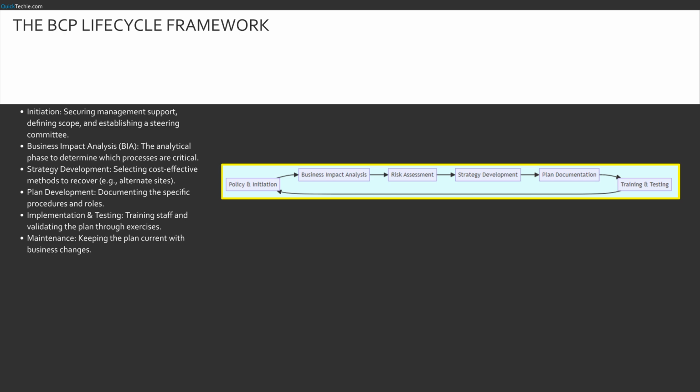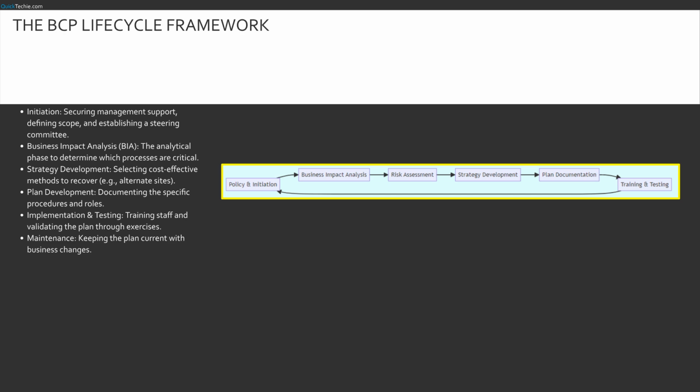A robust BCP follows a structured lifecycle. It starts with initiation. Without executive sponsorship and a clear policy, your planning effort is dead in the water. Next is the Business Impact Analysis, BIA, which we will detail shortly. This is where you figure out what actually matters. Based on that analysis, we move to strategy development. Do we need a backup site? Cloud redundancy? Manual workarounds? Then we write the plan.